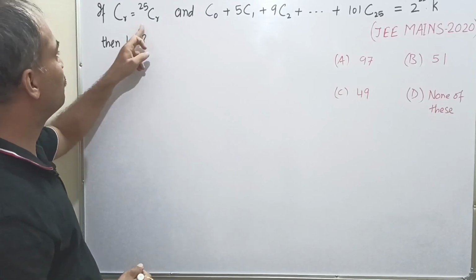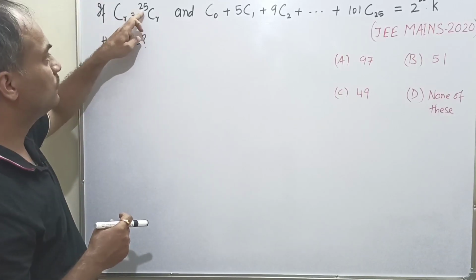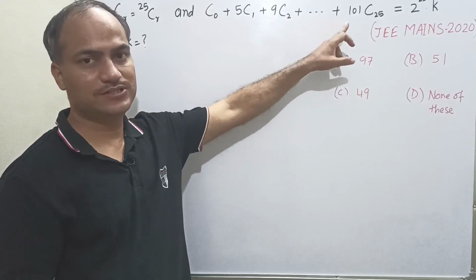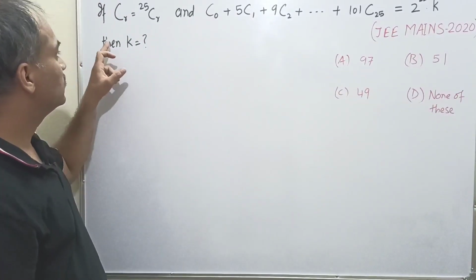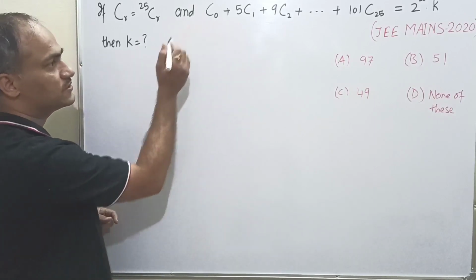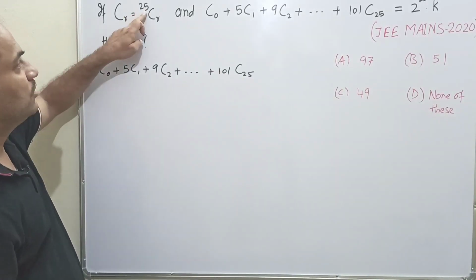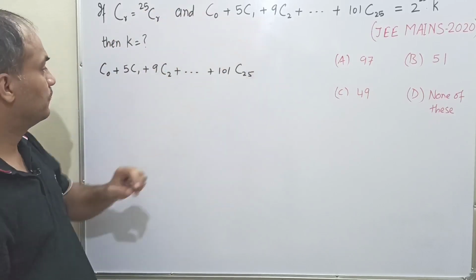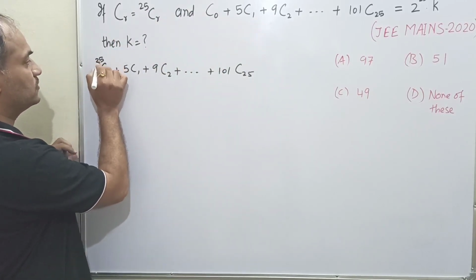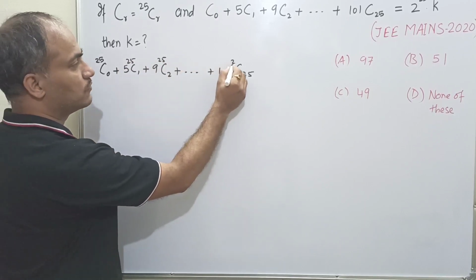We are given that the combination expression is equal to 25CR. This is also given to us and we have to find the value of this unknown variable K. So let us see. How can we write this expression? Here 25 is there everywhere. So this will be 25C0, 25C1 and so on.